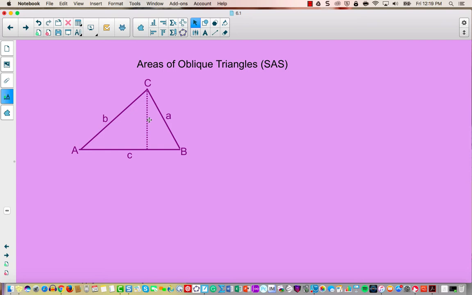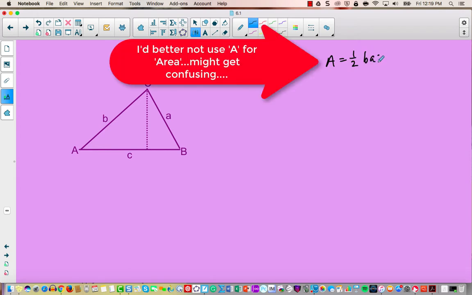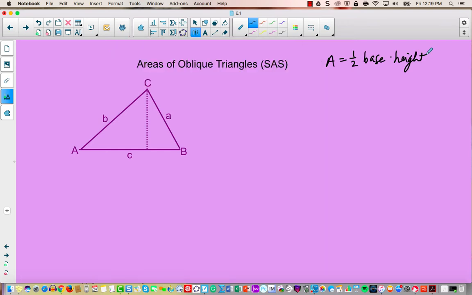Now we know that the formula for a right triangle is that area is 1/2 base times height, right? You know that one forever. Well, what we're going to do is treat this side C here as the base, and this perpendicular I've just drawn is a height, h. And so the area of this triangle is now 1/2 C times h.